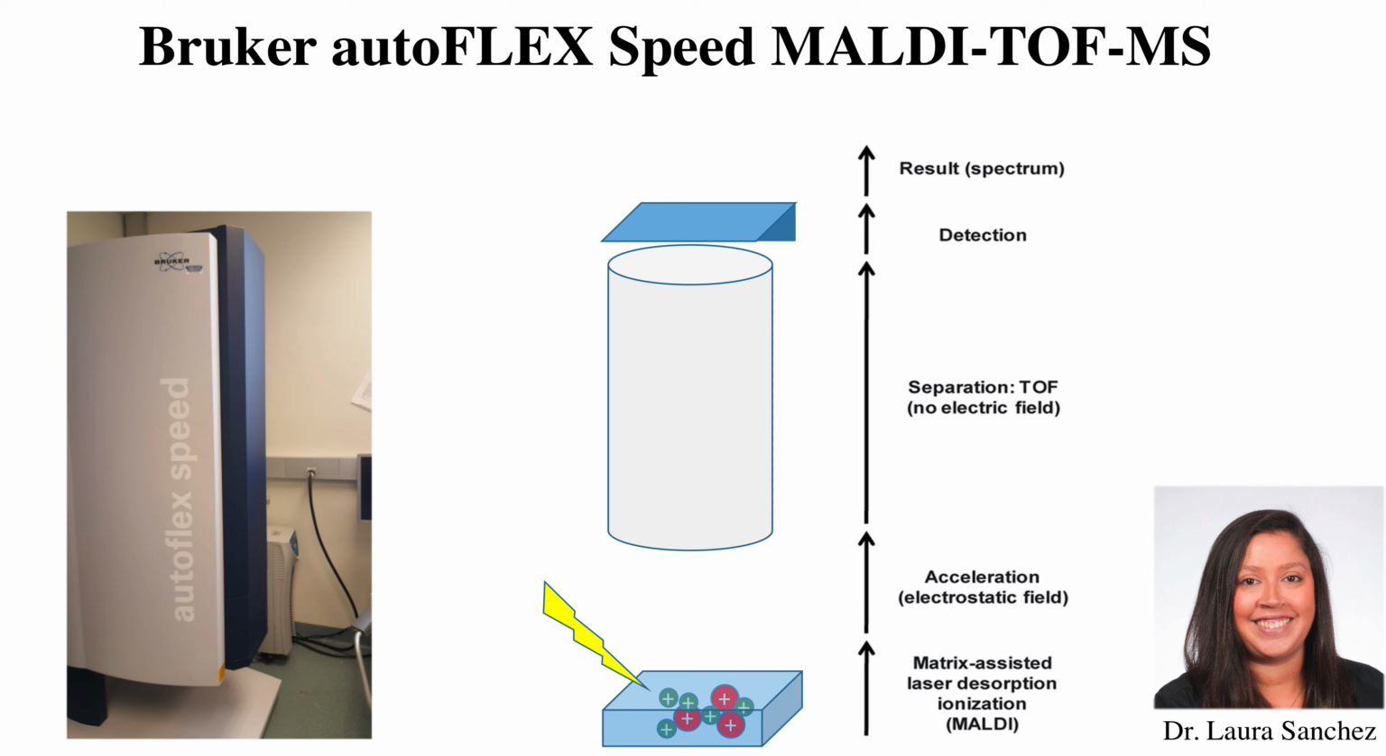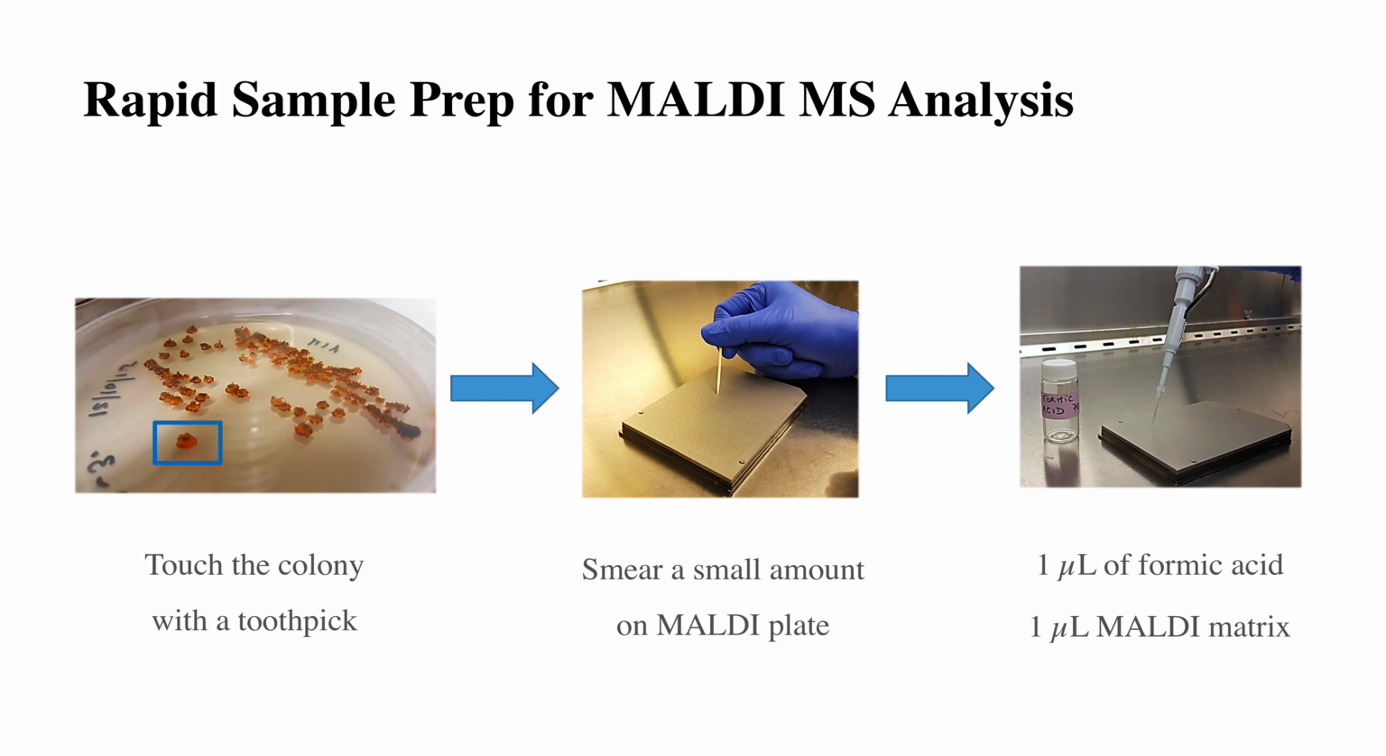You have your sample on a plate, you coat it with matrix, you hit it with energy, molecules ionize, desorb, and then travel through this time-of-flight tube. And eventually the ions hit a detector and you generate a mass spectrum. And for the remainder of the talk, I'll be referring to this mass spectrum as a fingerprint, because that's kind of how we're going to use it.